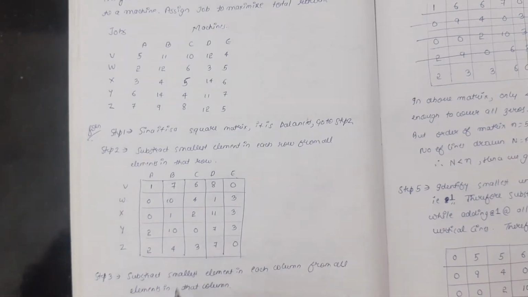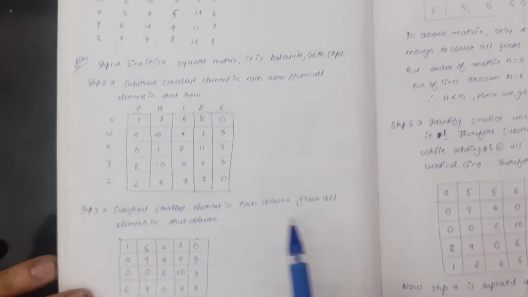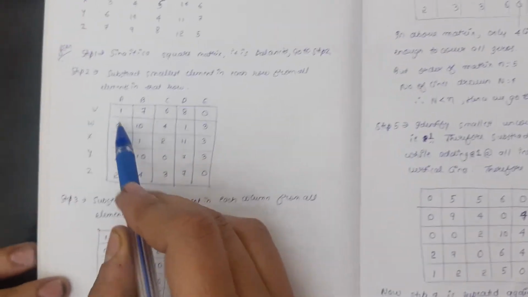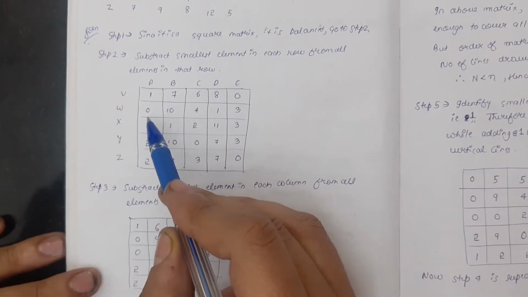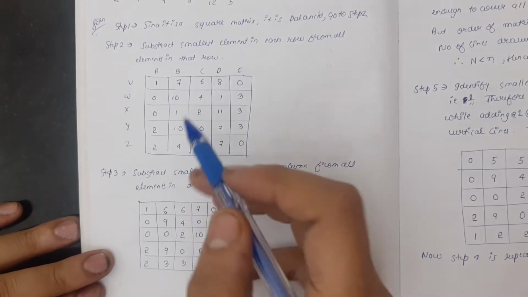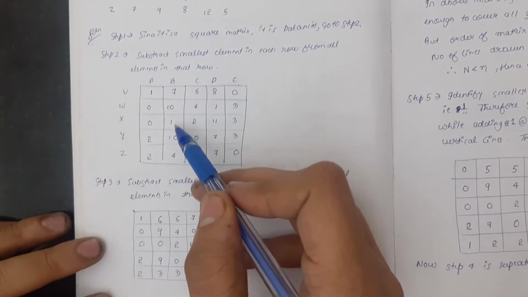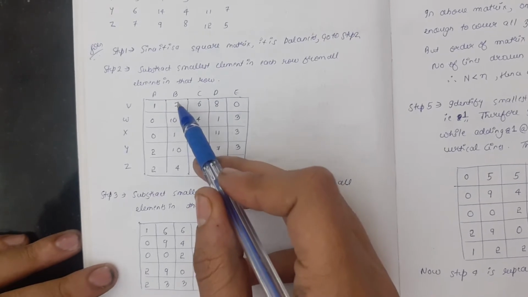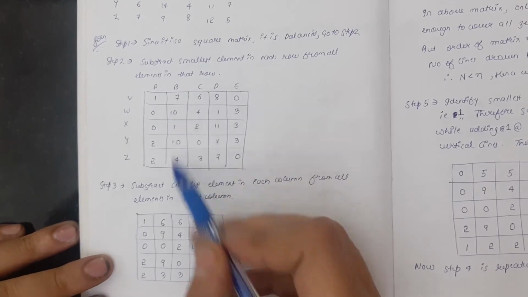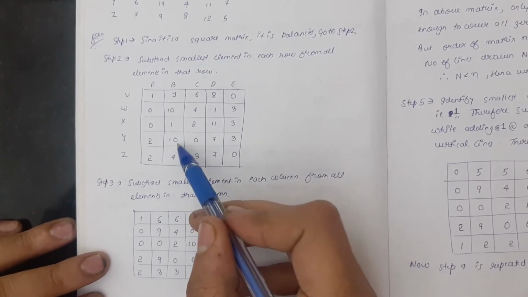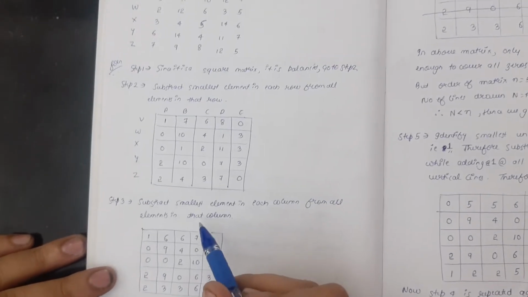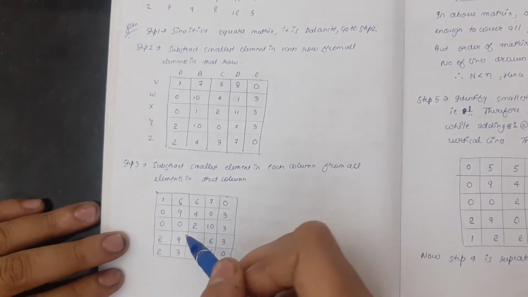In step number 3, what we do is subtract the smallest element in each column from all the elements in that column. We consider this particular column. Here the smallest element is 0, so this column remains the same. In column B, the smallest element is 1, so we subtract this 1 from all the elements in that column. So 7 minus 1 is 6, 10 minus 1 is 9, 1 minus 1 is 0, 10 minus 1 is 9 and 4 minus 1 is 3. We repeat these steps for the remaining 3 columns.